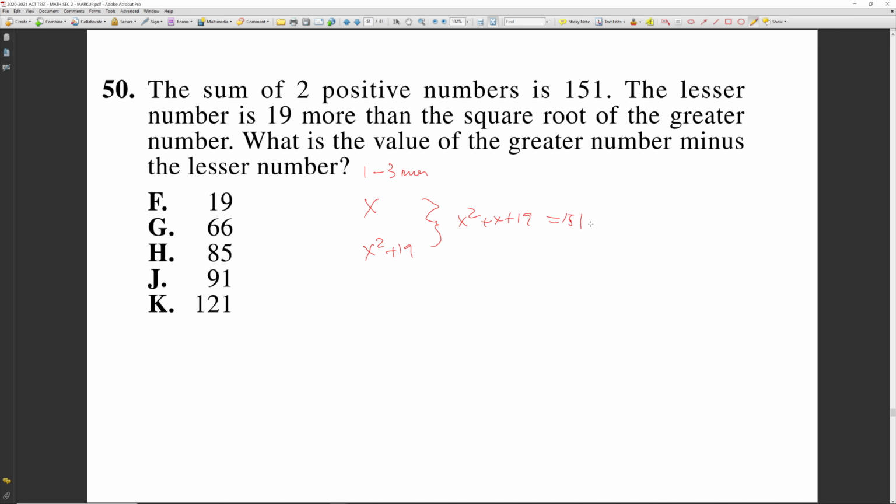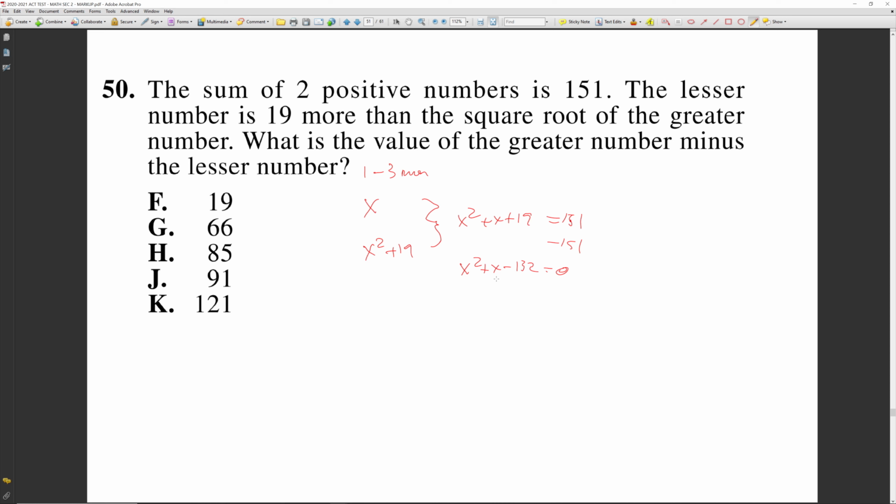So then you have to do the comparison. Once you get to this set, you make it into a standard quadratic equation. So you subtract 151 from both sides. So x squared plus x minus 132 is equal to 0. So in order to do this, you have to do a quick factoring. So it adds up to 1, multiplies to give 132.